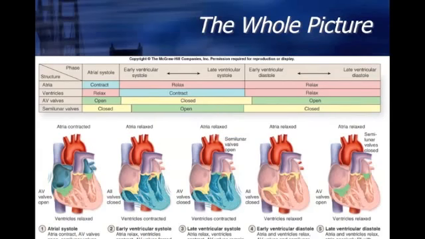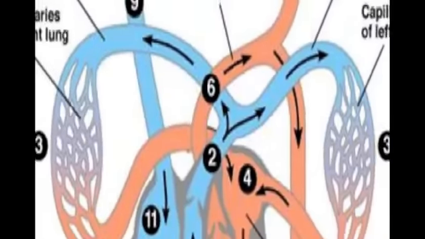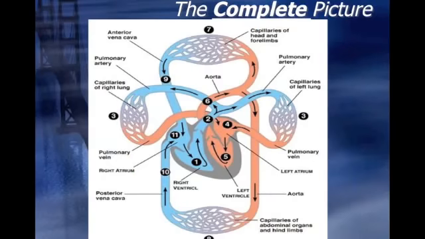So this gives you the whole picture of when they're contracted versus relaxed. And this gives you the complete picture of the entire circulatory system and how everything flows through. We're going to be looking at this a little further and talking about blood pressure and more specifics on the blood vessels and the types of blood and the valves within the heart. But to give you a general idea of your circulatory system and how it functions, this will hopefully give you an idea.